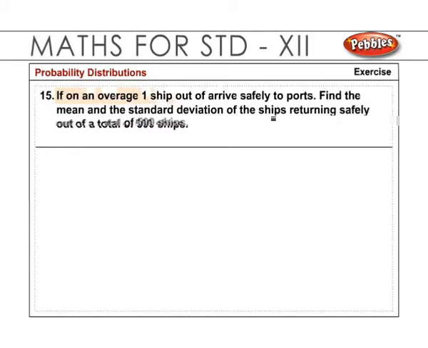If on an average, one ship out of 10 arrives safely to port, find the mean and the standard deviation of the ships returning safely out of a total number of 500 ships.